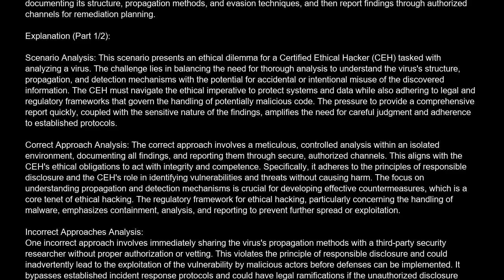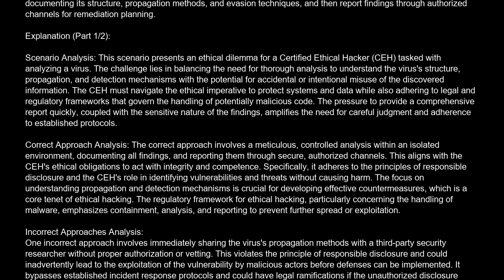The correct answer is D. Conduct a detailed static and dynamic analysis of the malware in a secure, isolated lab environment, meticulously documenting its structure, propagation methods, and evasion techniques, and then report findings through authorized channels for remediation planning.